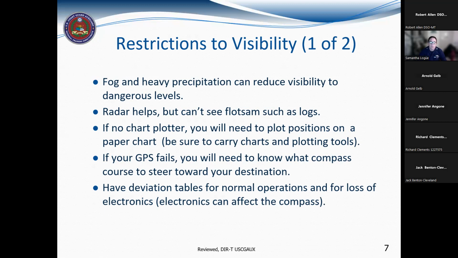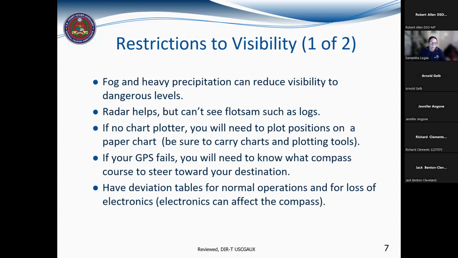Have deviation tables for normal operations. So for loss of electronics, different electronics can interfere with your compass, certain metals can. So you want to make sure that you know what the deviation table is on the chart that you're using. I thought I had a map sitting right here. But generally it's going to be in the key, or there'll be a symbol up top that shows a compass and shows you what that deviation is from magnetic north and true north and stuff.